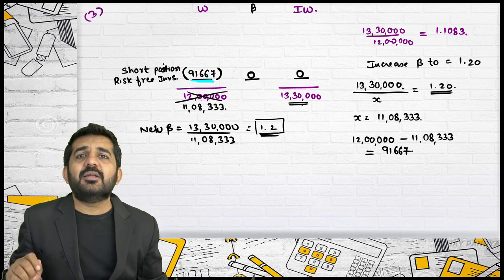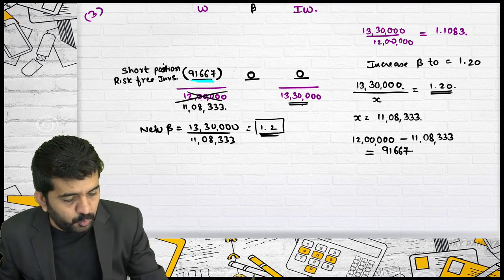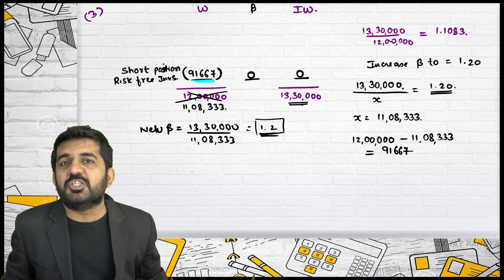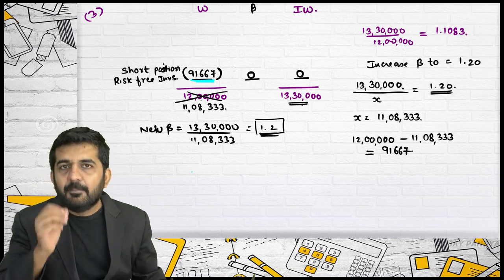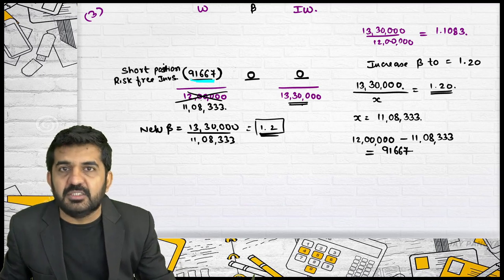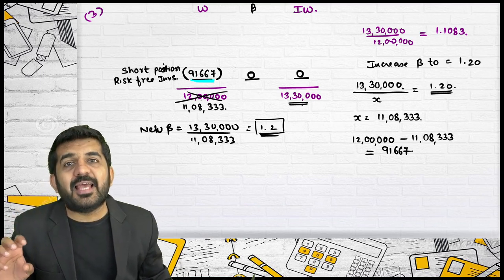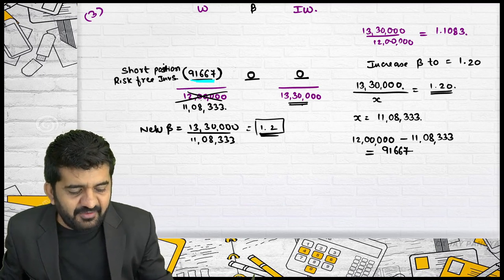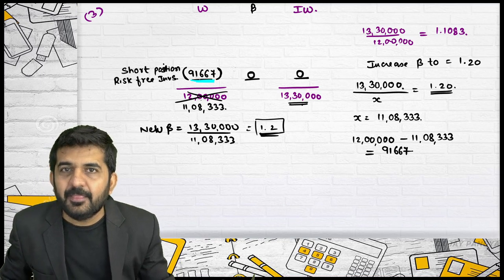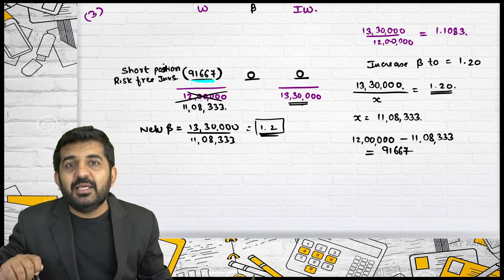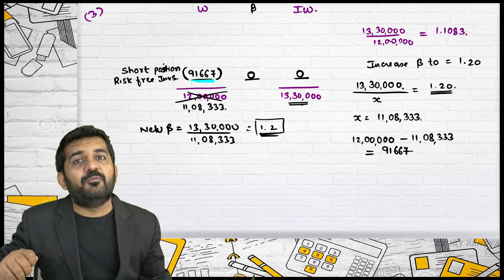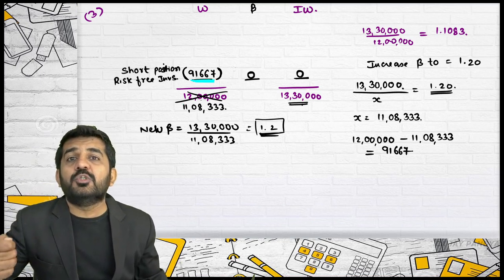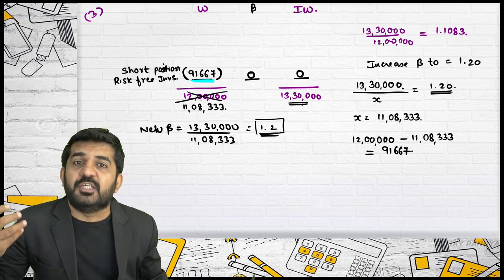91,667. You will say to me, sir, how in the market can we do this? Believe me, right now you cannot do this. You cannot take a short position in risk-free investment. But what does this answer mean? You will have to sell your risk-free fixed deposits of 91,667 and invest in some security which is higher risk. So you need to take a short position exposure of risk-free security.